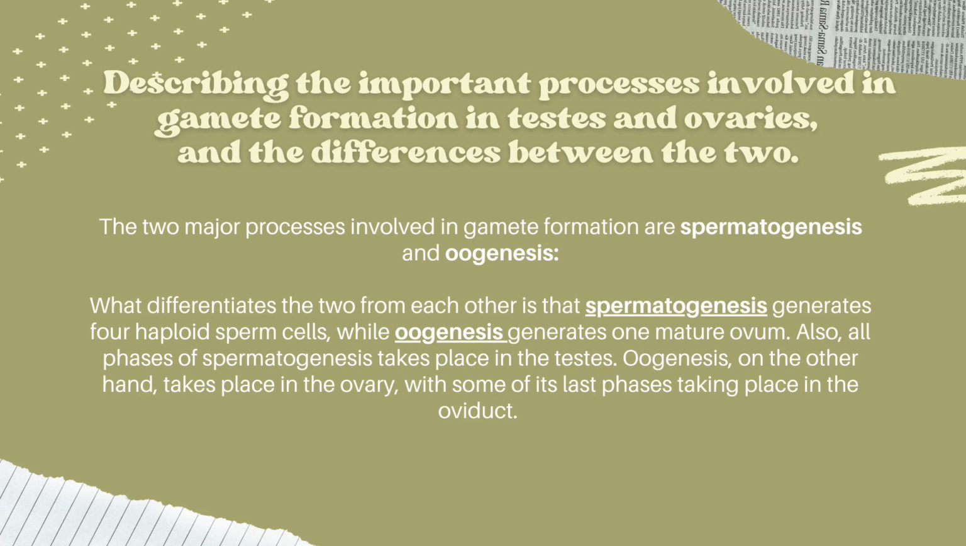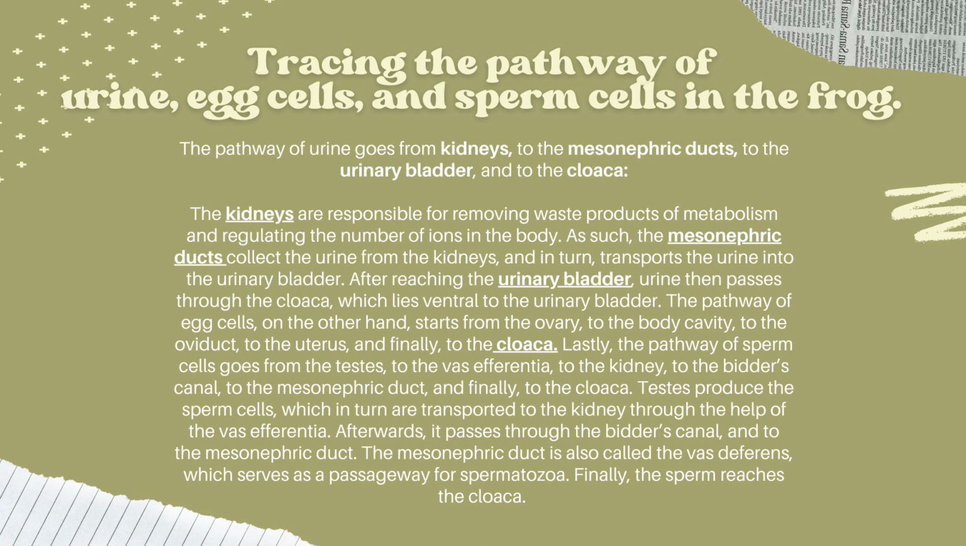Also, all phases of spermatogenesis take place in the testis. Oogenesis, on the other hand, takes place in the ovary, with some of its last phases taking place in the oviduct. The third and last question would be tracing the pathway of urine, egg cells, and sperm cells in the frog.